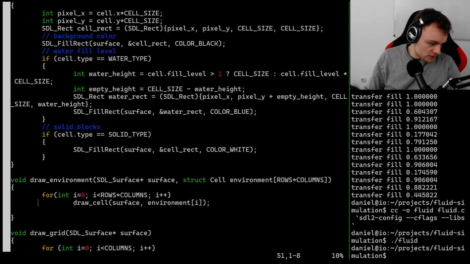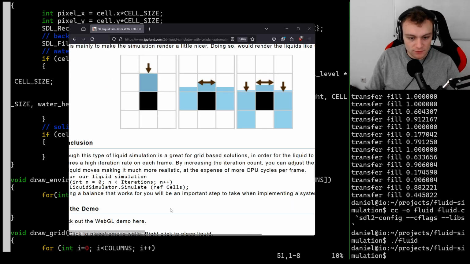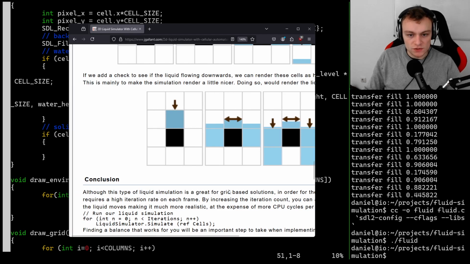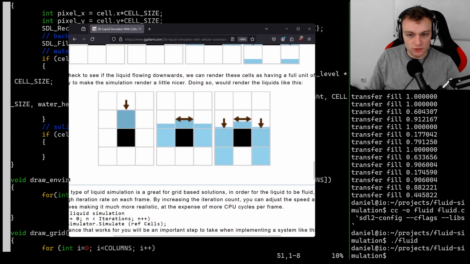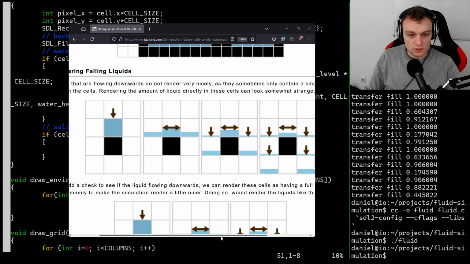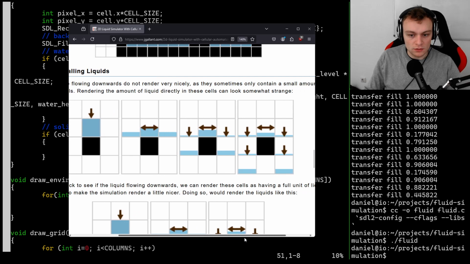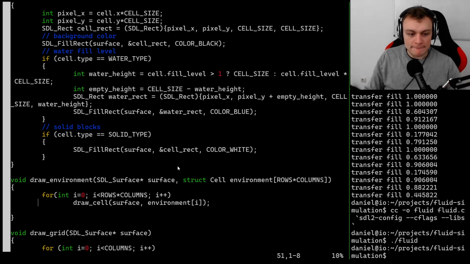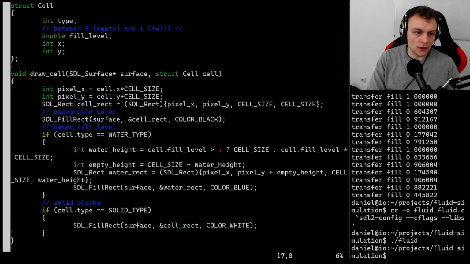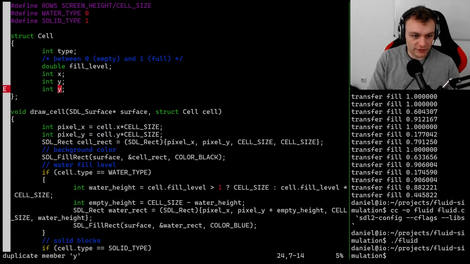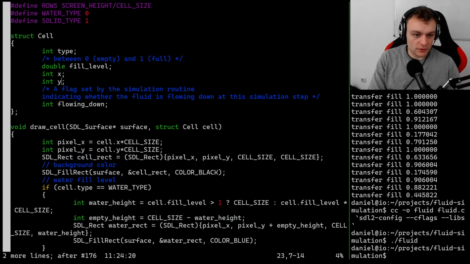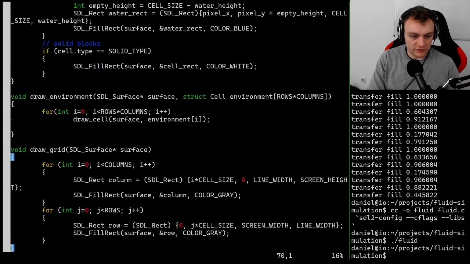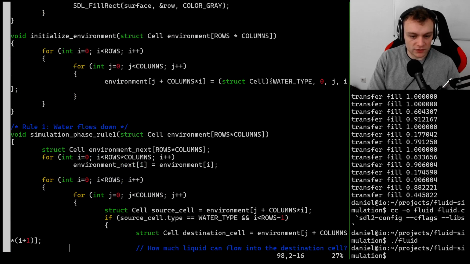There's no indication in this guide on how to implement that. We had to check to see if the liquid is flowing downwards. We can render the cells as full. Oh, then let's go ahead with this, with the flag flowing down. How do we determine if the water is flowing down?